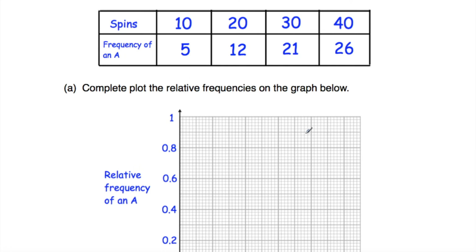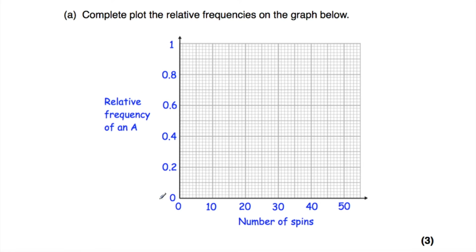So quite often with relative frequencies, there'll be a graph and you'll have to plot the relative frequencies on a graph and draw the graph to show them. So let's do that. If we have a look at the graph, we've got relative frequency going up the vertical axis and the number of spins going across the horizontal axis. And it's going 0, 10, 20, 30, 40, 50, and so on.